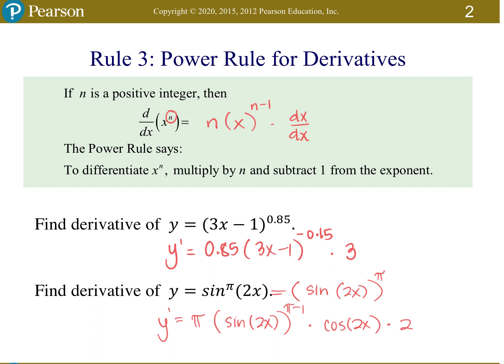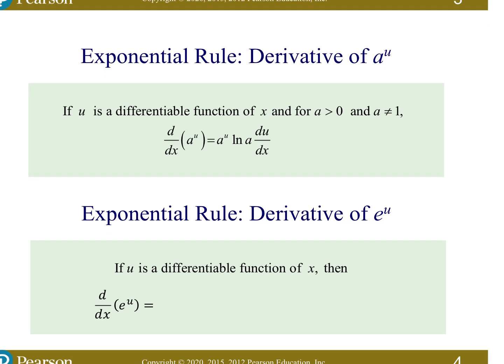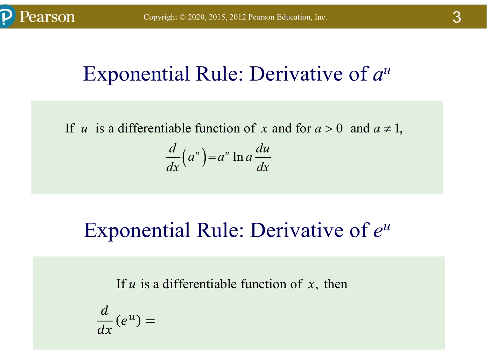It's different from the exponential rule, which is the rule that comes next. You can tell the difference by where x is. In both of these, x is in parentheses. That means it's a power rule. When x is not in parentheses, when x is in the power, then you need the exponential rule.